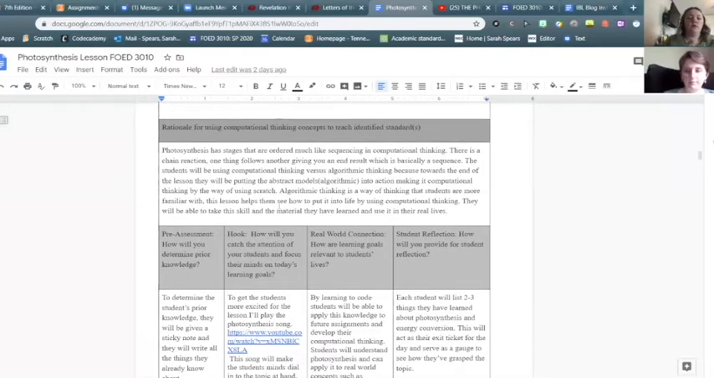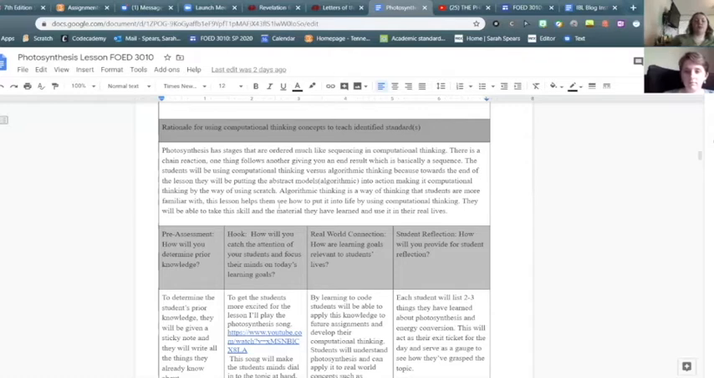So our rationale for using computational thinking concepts to teach this standard says it here, but it's basically that photosynthesis has stages that are much like sequencing that you would find in computational thinking itself. So there's a chain reaction, one thing follows another, and that's basically what a sequence is.